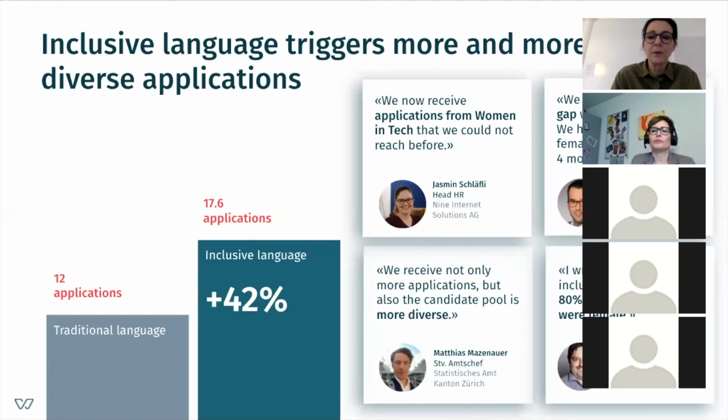Those that were written in an inclusive way got 42% more applications than those that were written in traditional language. It's very important to say that inclusive language does not deter the traditional applicants. Right? They don't realize it. They don't feel any deterring factor when you write it inclusively. It only adds to your candidate pool.